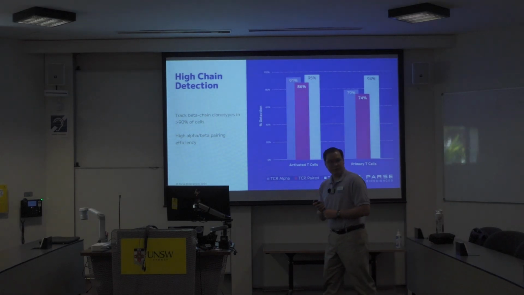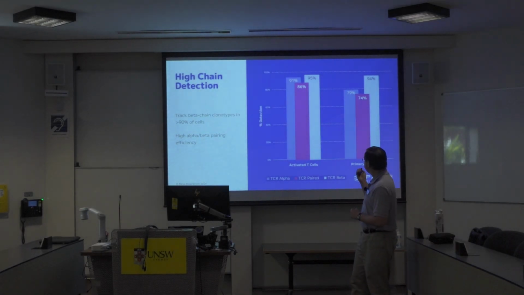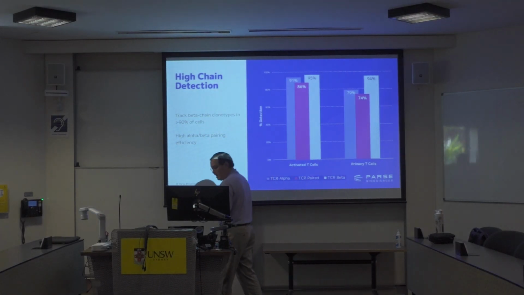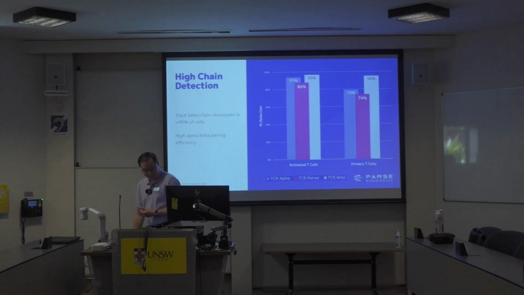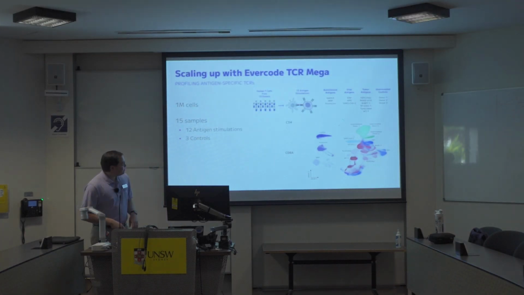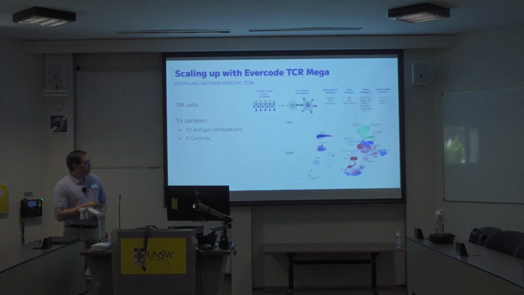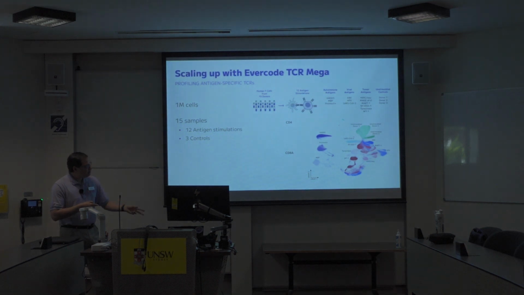Now, for those working in T cell biology, that shouldn't be surprising, since the activated T cells are going to be churning out those T cell receptors at a lot higher levels than the primary T cells. This is just an example experiment using a TCR mega kit: human T cells from 15 donors, stimulated with a few samples with autoimmune antigens, a few samples with viral antigens, a few samples with tumor antigens, and a few unstimulated controls, of course.